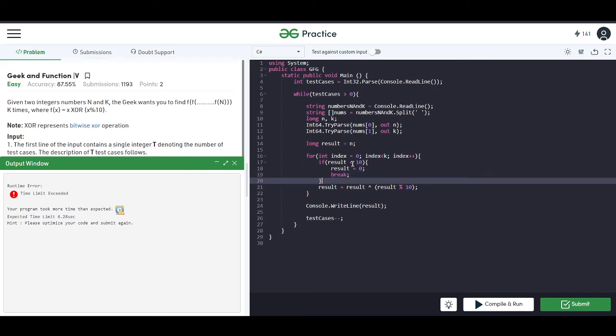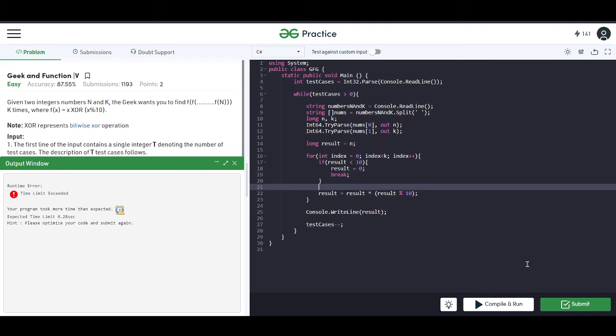Okay, now let's run and see. We're getting the result. This is also taking a lot of time, it seems. It exceeded the time limit again.